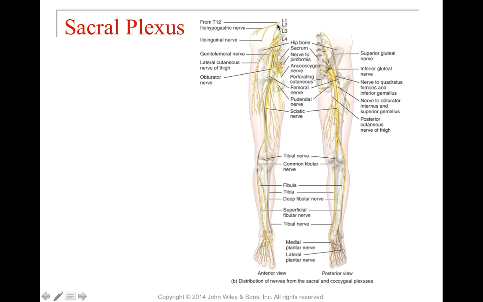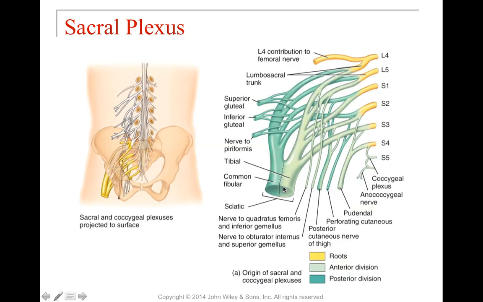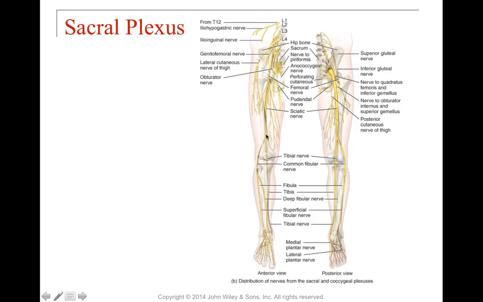Here's the ilioinguinal nerve and the iliohypogastric nerve that come off of L1. But if we're looking at L2 and L3, all combining with the sacral region, that's going to give us the genitofemoral nerve here. The lateral cutaneous nerve of the thigh, again, is a superficial skin nerve. The obturator nerve, which runs to those obturator muscles of the hip, runs down into the femoral nerve. We also have the sciatic nerve, which, as we know, is comprised of the tibial nerve and the common fibular nerve coming together to form that sciatic nerve, which services the entire lower limb.